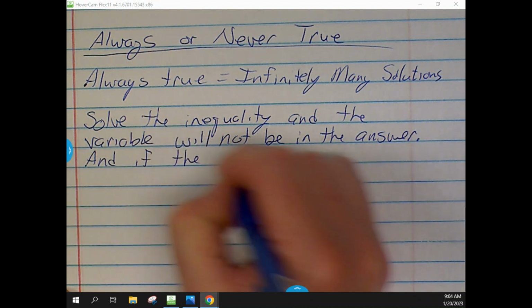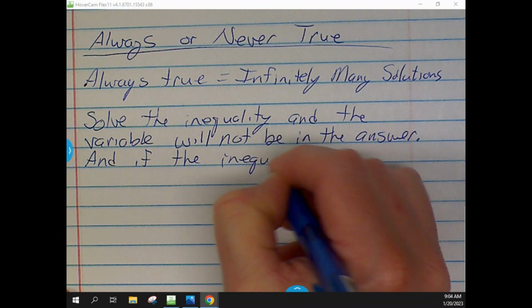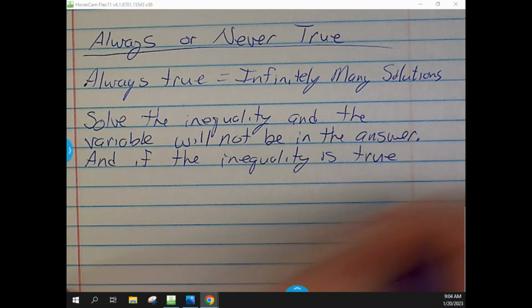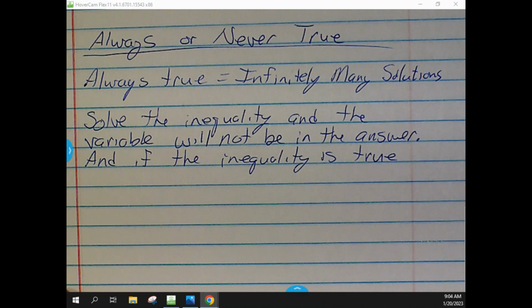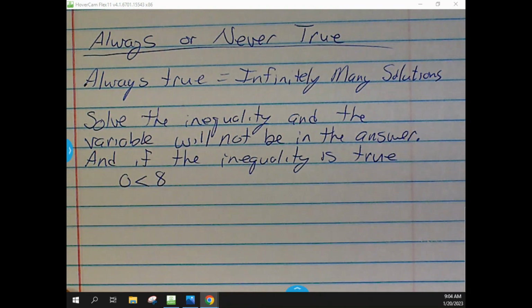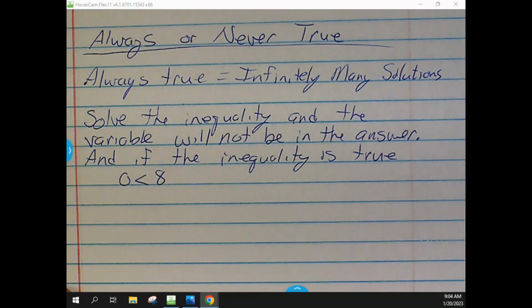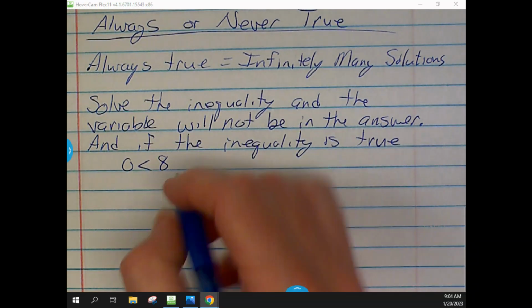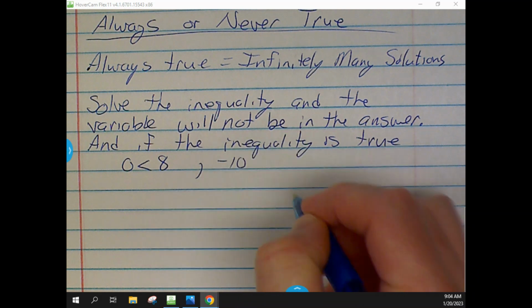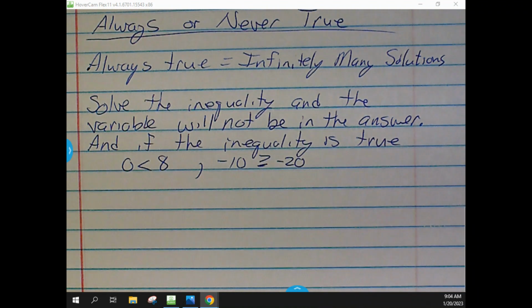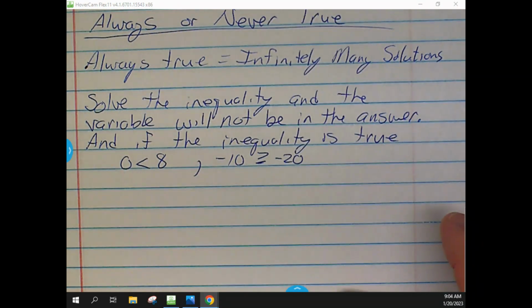And then if the inequality is true, so let's say you're working this thing out and you get to the end and you wind up with like 0 is less than 8. Well, 0 is always less than 8, on the number line. It could be that you get like -10 is greater than or equal to -20. Again, always true.